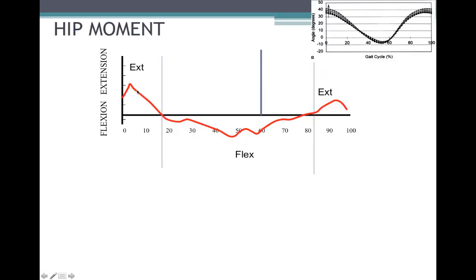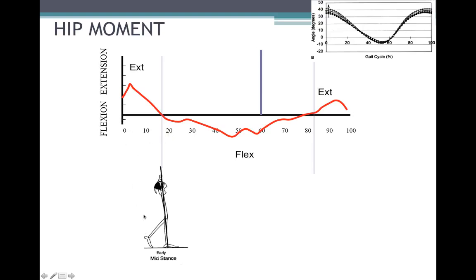So now we want to understand the moments or the agonist muscle activity that controls that hip motion. So here we have the moment data. Extension moments are positive and flexion moments are negative. So we have 2 extension moments and 1 small, kind of gradual flexion moment.